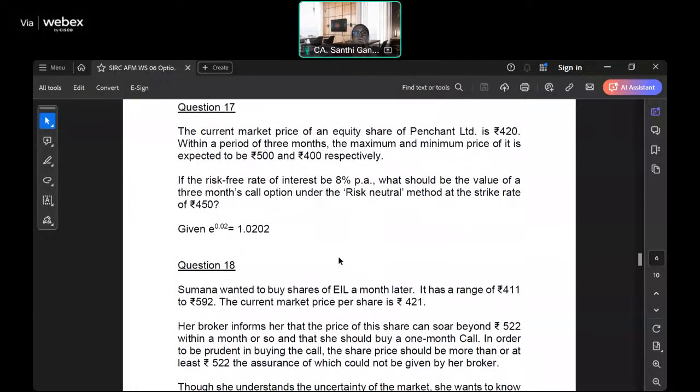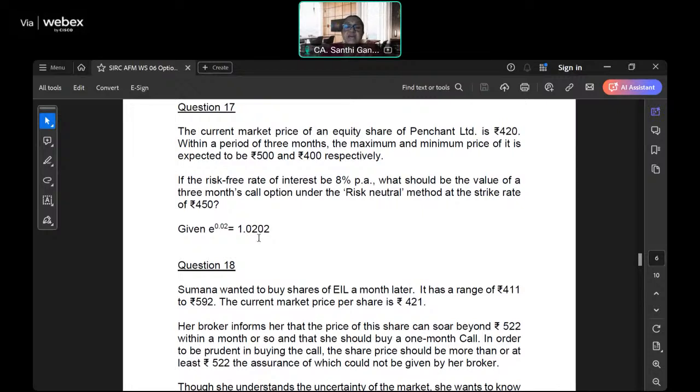So now, taking this problem, the current market price of an equity share of pension is 420. So stock price is 420. Within a period of 3 months, maximum and minimum price expected to be 500 and 400. Now, since only two possible things are given, we know one represents the upper price, the other represents the down price. Therefore, we are talking about a binomial model here. If the risk-free rate of interest is 8%, so small r is 8%, what should be the value of a 3 months call option under risk-neutral method at the strike rate of 450? So exercise price is 450. You are given e to the power 0.02 is 1.0202.